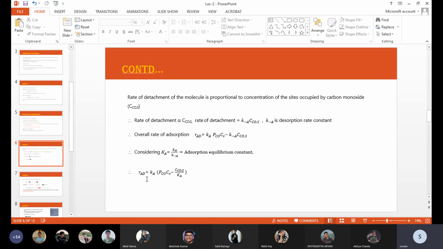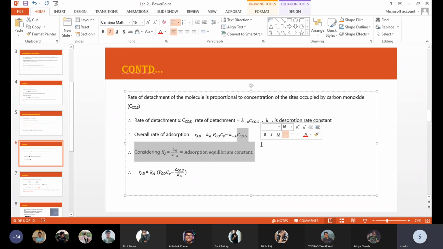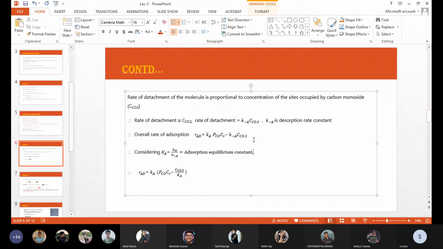r_ad is equal to small ka. If you take out this small ka and put a bracket, PCO CV minus C_CO·S by capital Ka. If you take out this small ka, then the last part becomes C_CO·S into k of minus a by ka, which is 1 by capital Ka. So it is coming in the denominator.